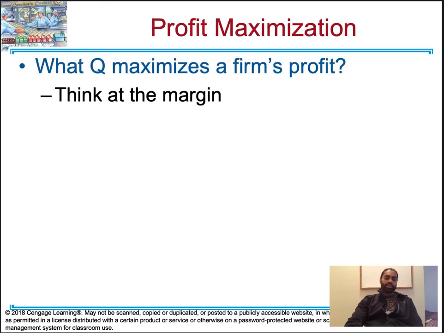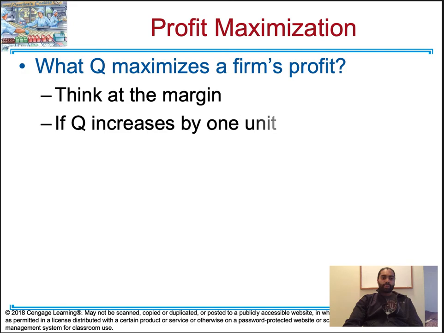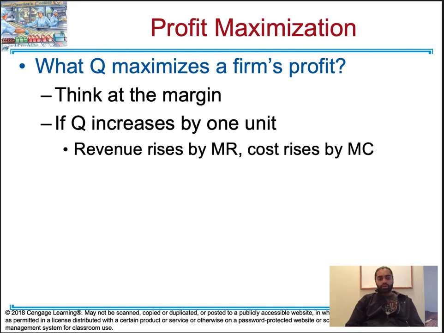All right, profit maximization. At what quantity maximizes a firm's profit? Think at the margin. So this is where we want to include marginal revenue and marginal cost. Those are two key components of this chapter. So if quantity increases by 1 unit, we want to know how much revenue increases by, marginal revenue, and then how much cost increases by producing 1 more unit as well.